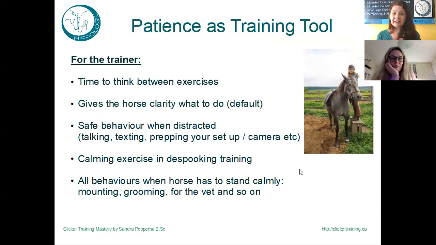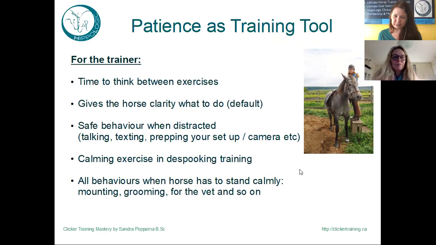For the trainer, it's also good, because it gives me time to think between exercises. If I'm training and sometimes I don't know what to do, or I think, this went well, I have a little bit more treats, I have a little bit more time, what can I do? You go into patience, and then I can think. Or if I get frustrated, I can just say, "You know what, wait patiently, and I have time to think." It gives the horse so much clarity about what to do, like the default behavior I just explained. It's also a safe behavior.